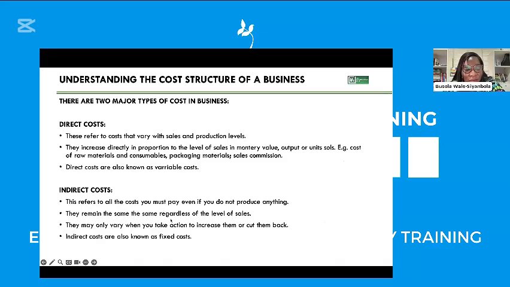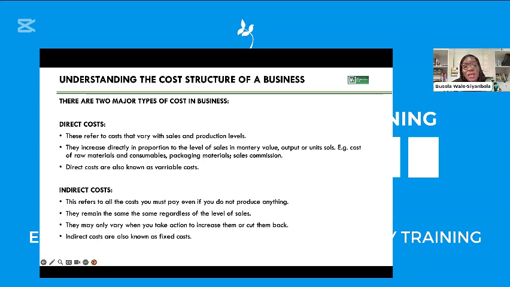They remain the same regardless of the level of sales, and they only vary when you take action to increase them or to cut them back. That is the only way they change. So if you decide to fire your staff, you will reduce your salary expense or your overheads, as we call it. Shop rent, absolutely, rent. Electricity, if you decide to go from the normal NEPA line, where they give you bills every month, to pay as you use, the metered arrangement where you buy your power. So it means you can control those indirect costs, okay? And of course, for your rent, if you decide that you are moving out from a rented place to operating from your home, that's an indirect cost you can eliminate. But the truth of the matter is you're not completely eliminating it.